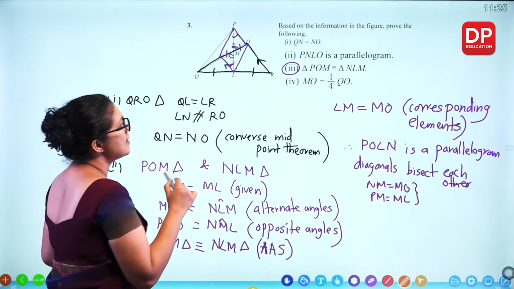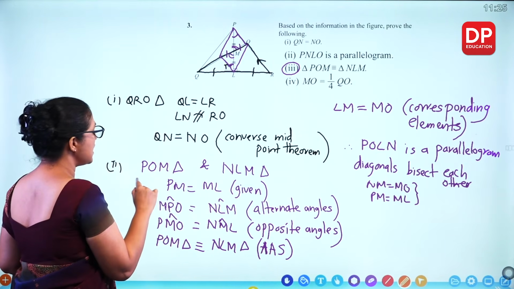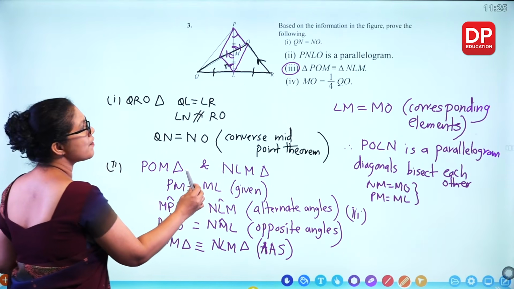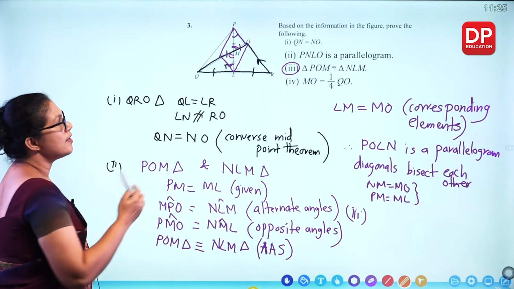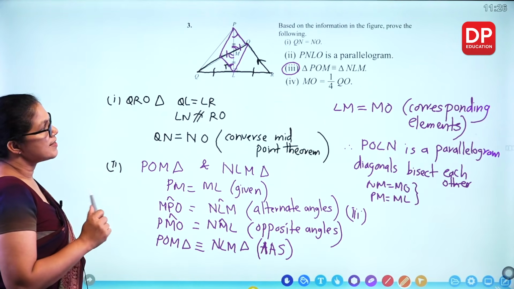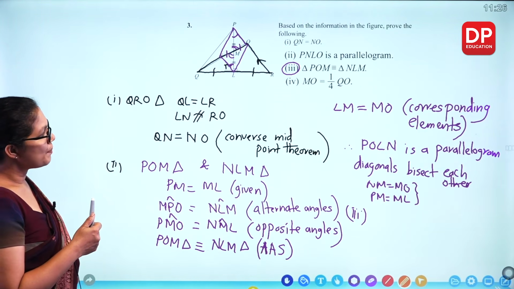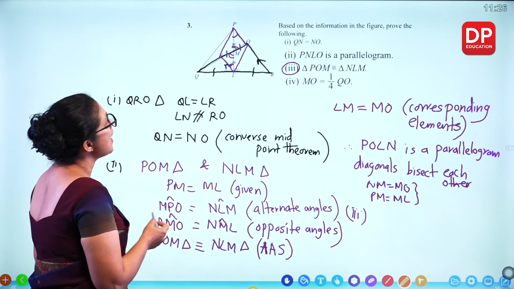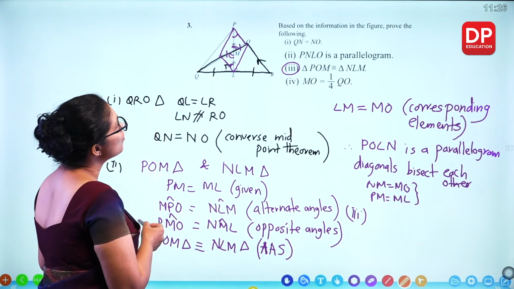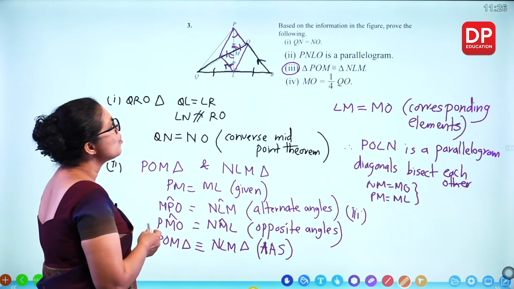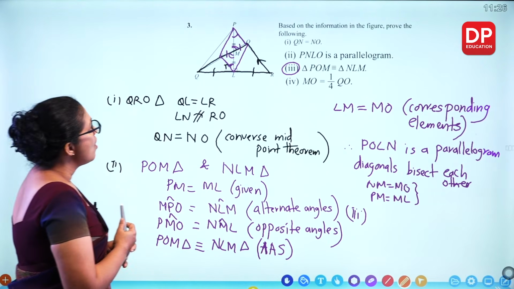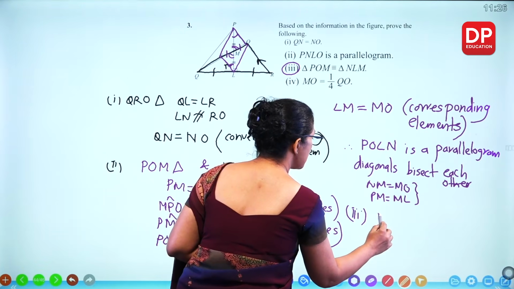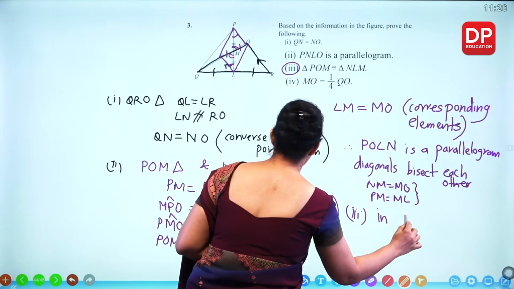So that's the second part. But we did the third part here as well. So you can refer same thing here. The third one is the two triangles are congruent. Now the fourth part is MO is equal to 1/4 of QO. So that's the fourth part. Now third part we can write in part 2.